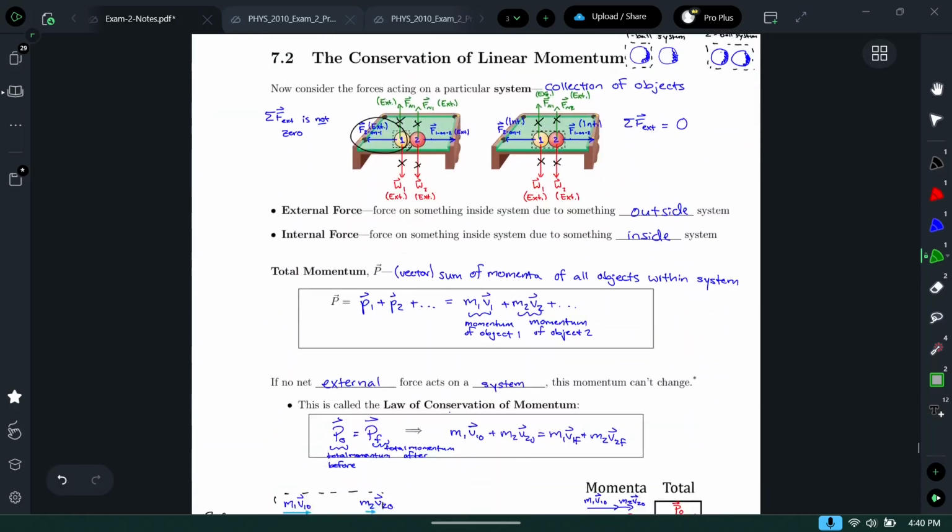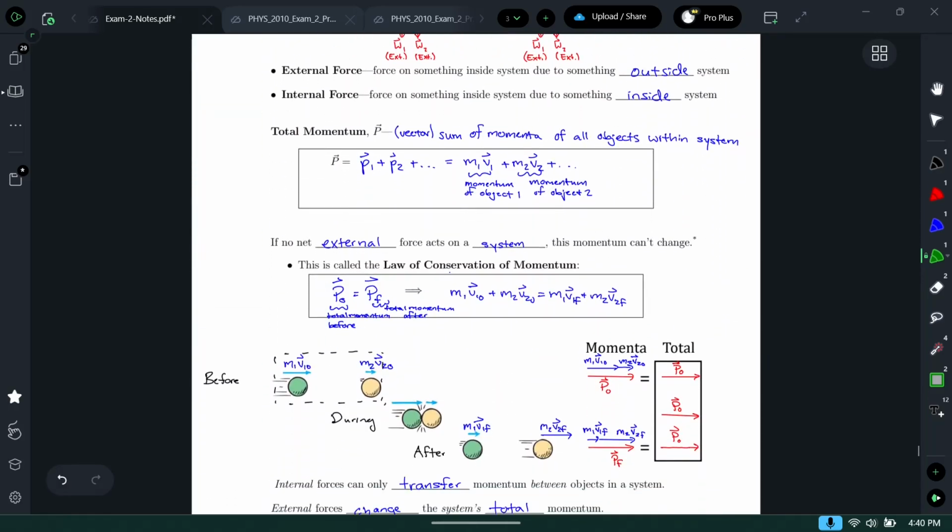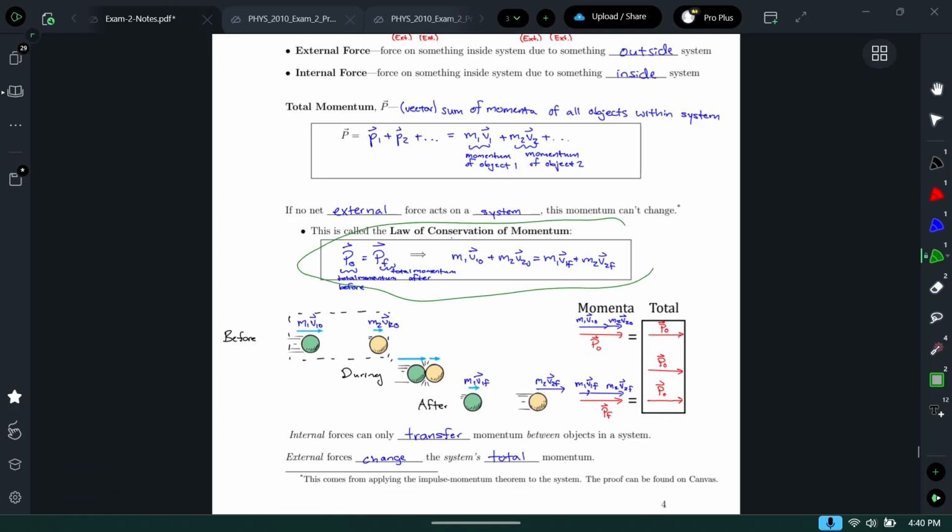Next important thing is when momentum is conserved. The law of conservation of momentum. Applying it is important, but you also have to know when it applies. And that's going to be if you have no net external force acting on your system. You can have internal forces, which is what collisions are, but you can't have stuff from outside the system affecting it. If you do, then the momentum changes, and the best you can do is the impulse momentum theorem.